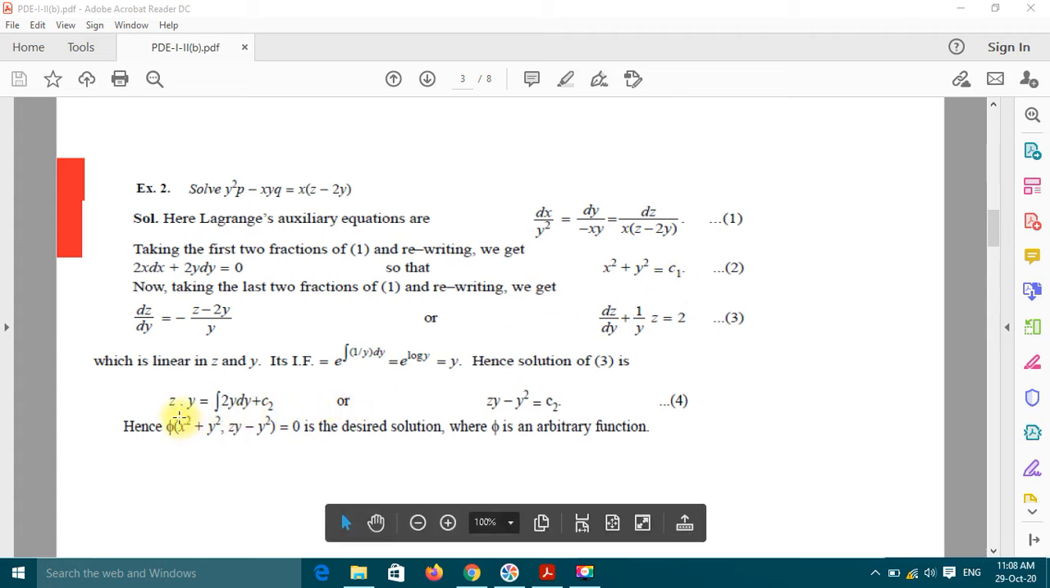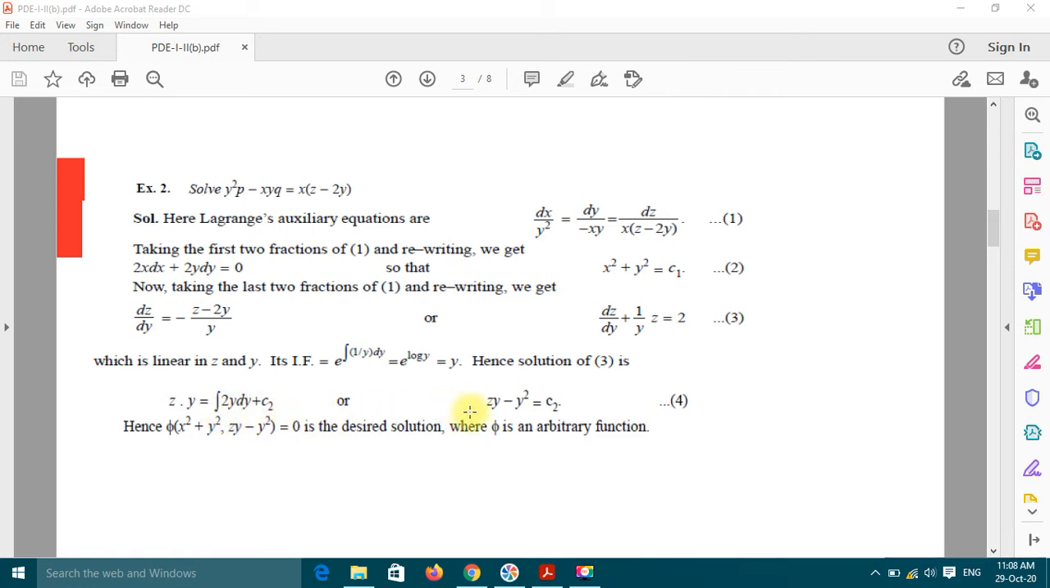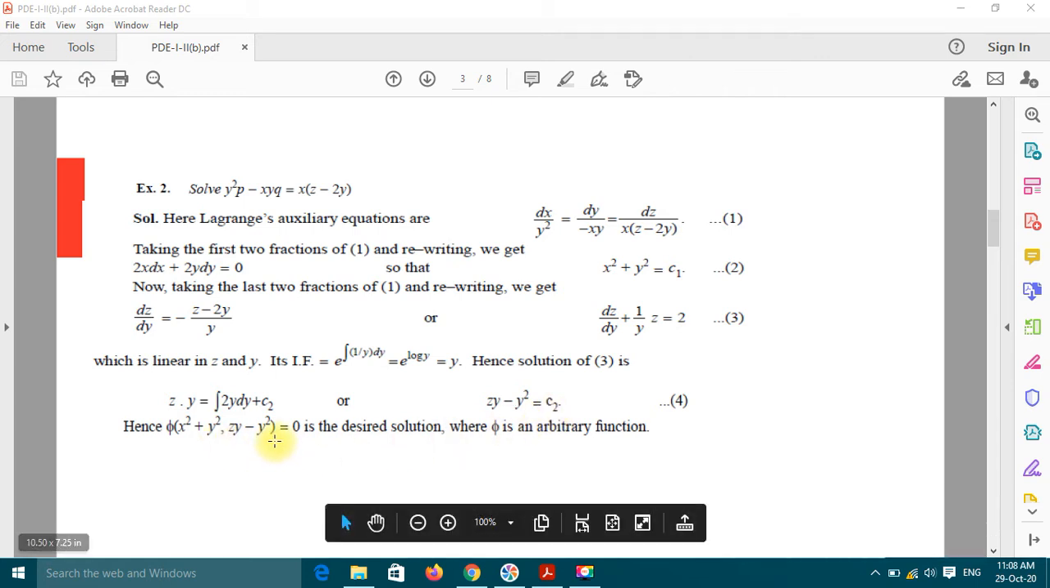Okay, so z into y is equal to integral 2y dy. Now we integrate it, then we get y square, so zy minus y square is equal to c2. So our solution for the given differential equation is phi of u, v is equal to 0, means phi of x square plus y square, zy minus y square is equal to 0.